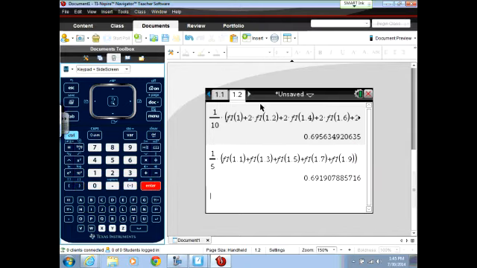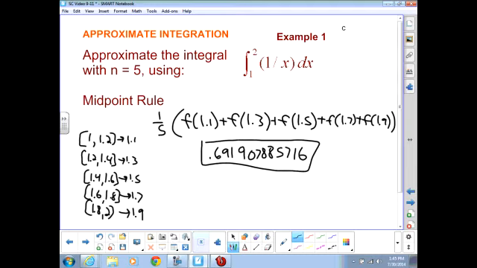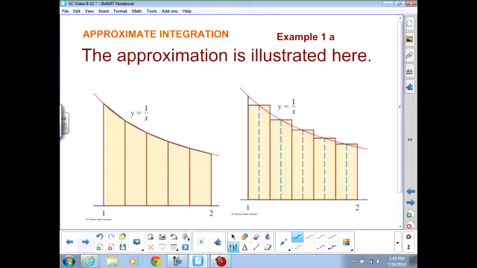And we get this. So we'll copy that over. So we had 0.691907885716. And that's what we get for our midpoint rule. Here's a visual of that midpoint rule.